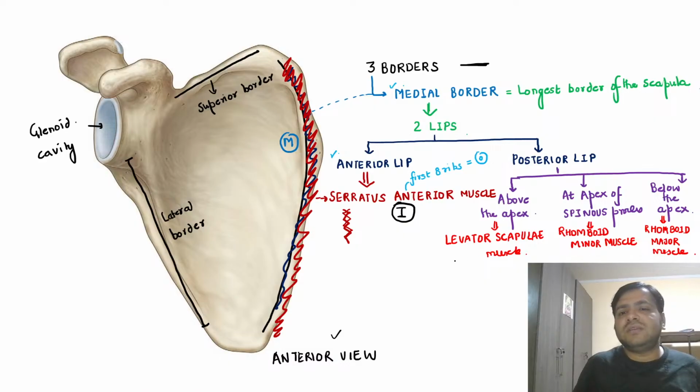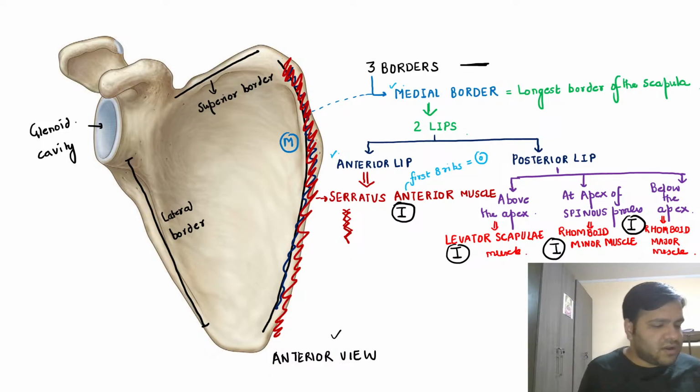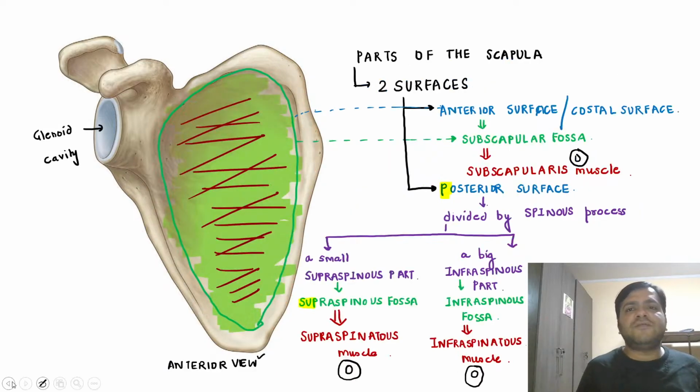Please mention these. These are all insertions, guys. Levator scapulae, rhomboid minor, rhomboid major. These are all insertions. I hope you understood this, that on the scapula they are insertions. So we have discussed two surfaces.